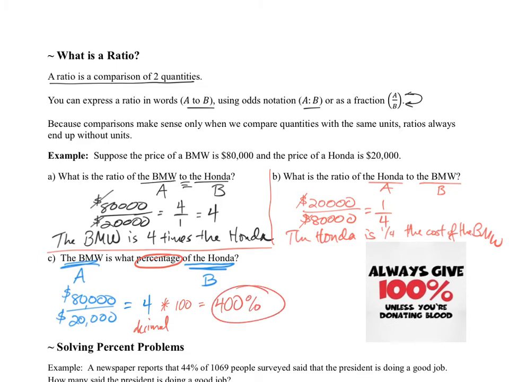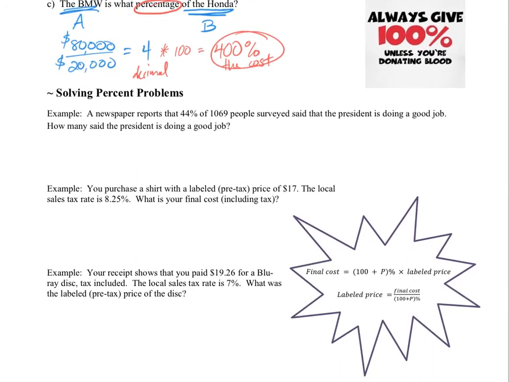So the BMW is 400% the cost of a Honda. And I just want to point this out. Sometimes percentages can be used to say silly statements like this: always give 100%. In life, in your career, in school, give 100% unless you're donating blood. Hopefully you all can find the humor in that.